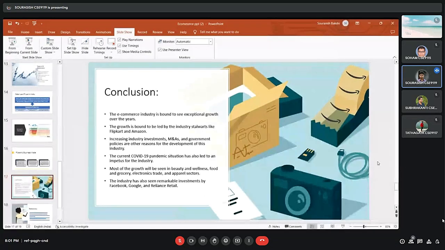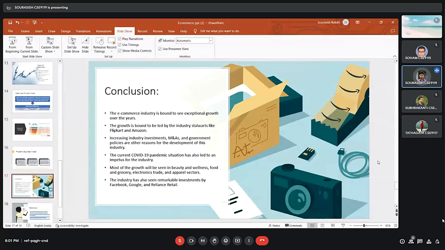So to conclude, we can say that the e-commerce industry is bound to see exceptional growth over the years, and obviously it will be led by industry stalwarts like Amazon, Flipkart, eBay. This is mainly because of increasing industry investments, government policies, and M&As. Obviously, there are other reasons also for the development of this industry, but one of the main reasons e-commerce has developed this much is the COVID-19 pandemic. People were not able to go out during that time, and e-commerce websites like Big Basket also had a big break during COVID-19, because food delivery was a big thing during that time.